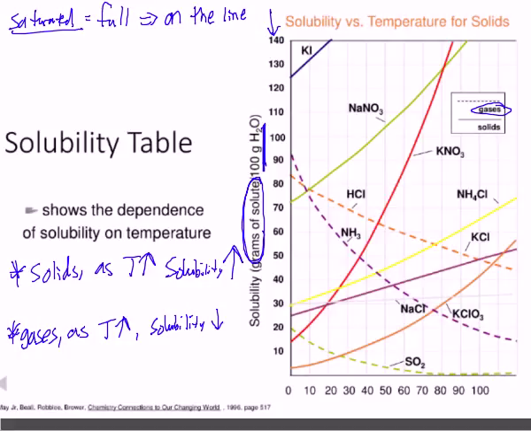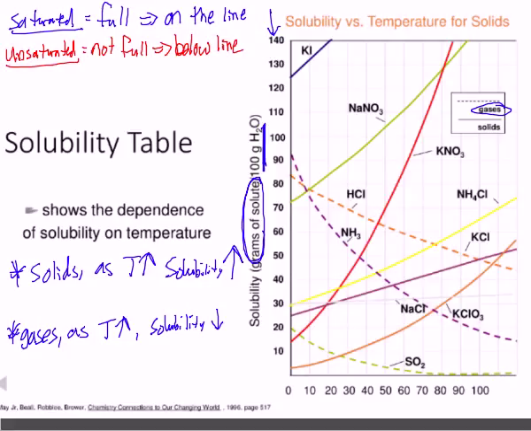Okay, when you're on the line, it's a saturated solution. Another term we have is unsaturated. So saturated means full, unsaturated means what? Not empty, but not full. There's space to go. So where do you think that's going to be in reference to the line? It's going to be below the line.